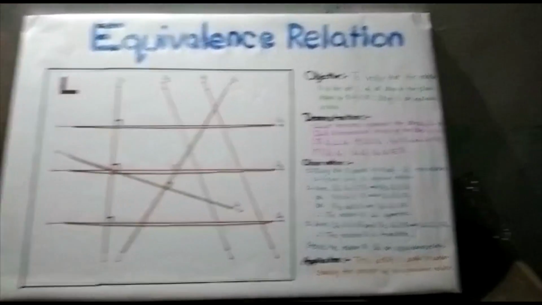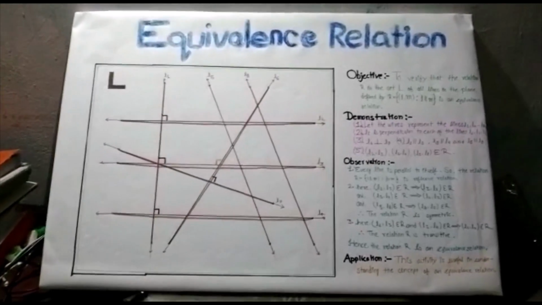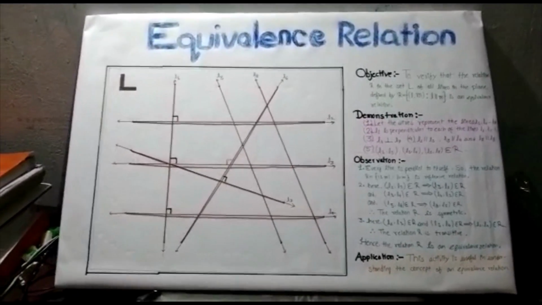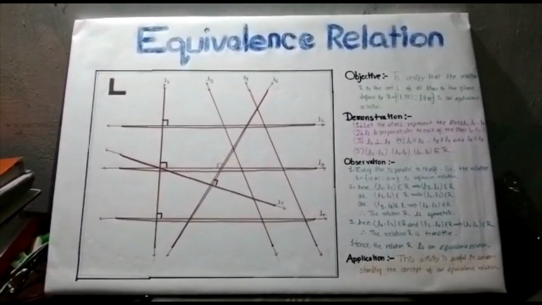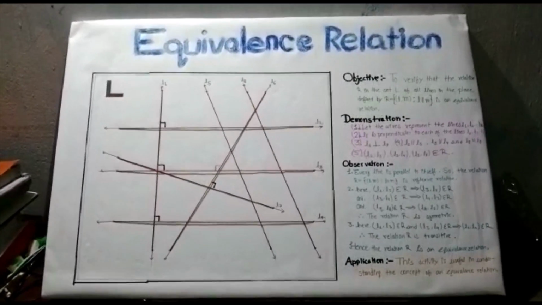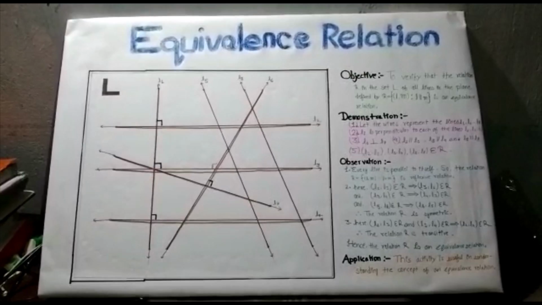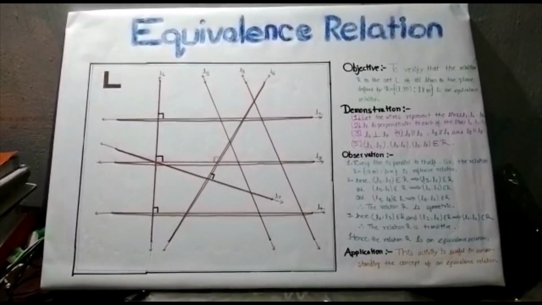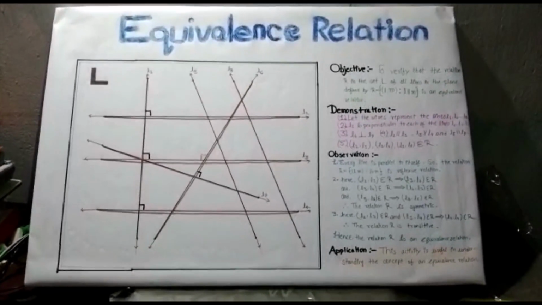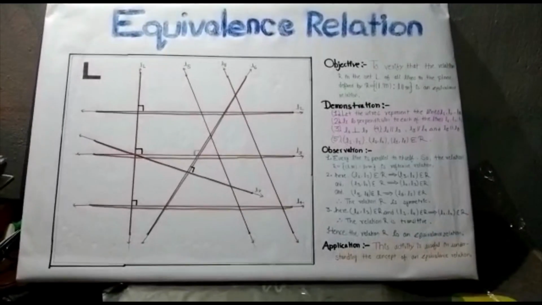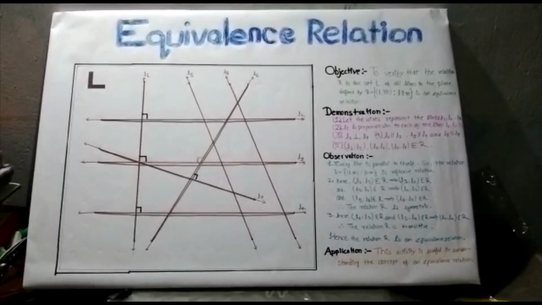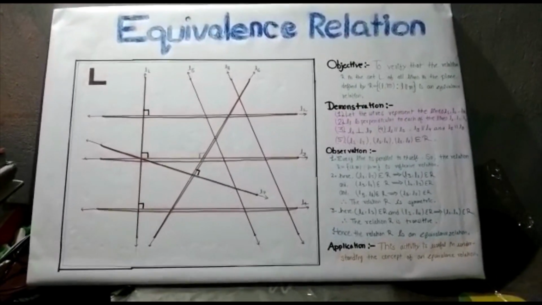So here we can see that each line is parallel to itself. So the relation R is a reflexive relation, and we can see that L2 is parallel to L3 and L3 is parallel to L2. So we can say that the relation R is also a symmetric relation. Then we can see that here L2 is parallel to L3, L3 is parallel to L4 and L2 is parallel to L4. So we can say that the relation R is a transitive relation. Hence we can see that the relation R is an equivalence relation.